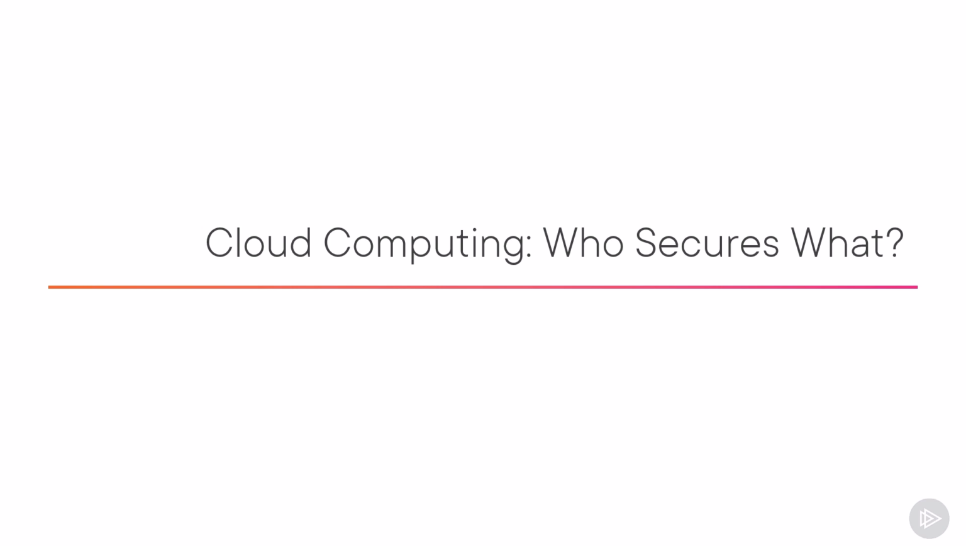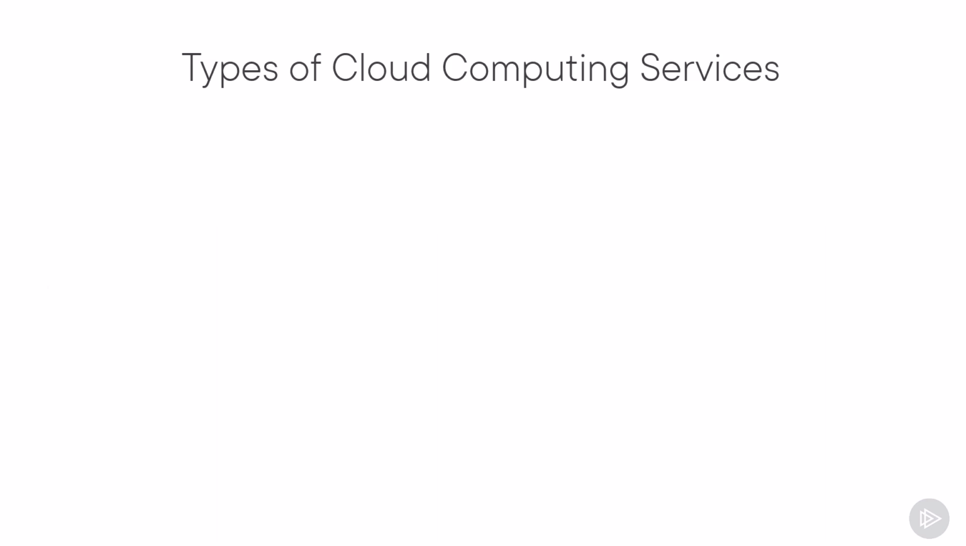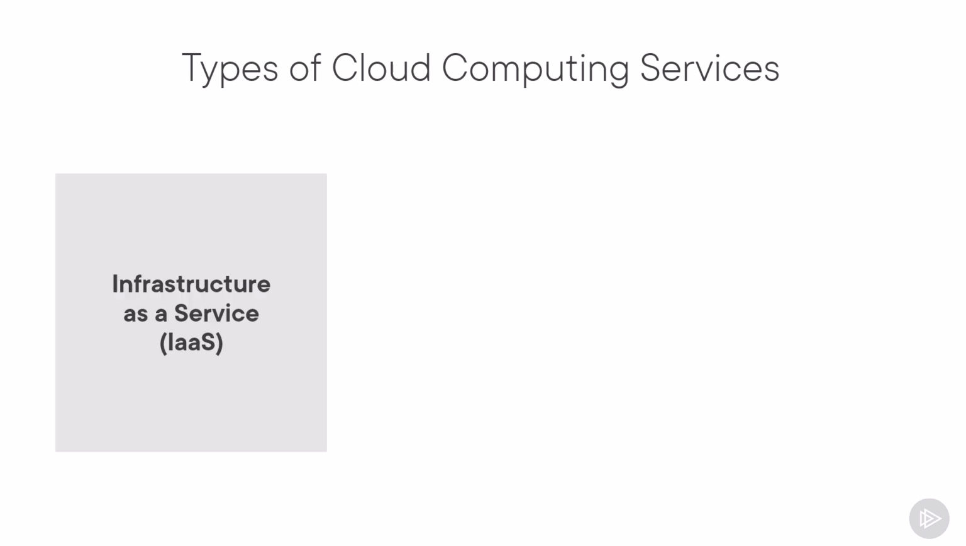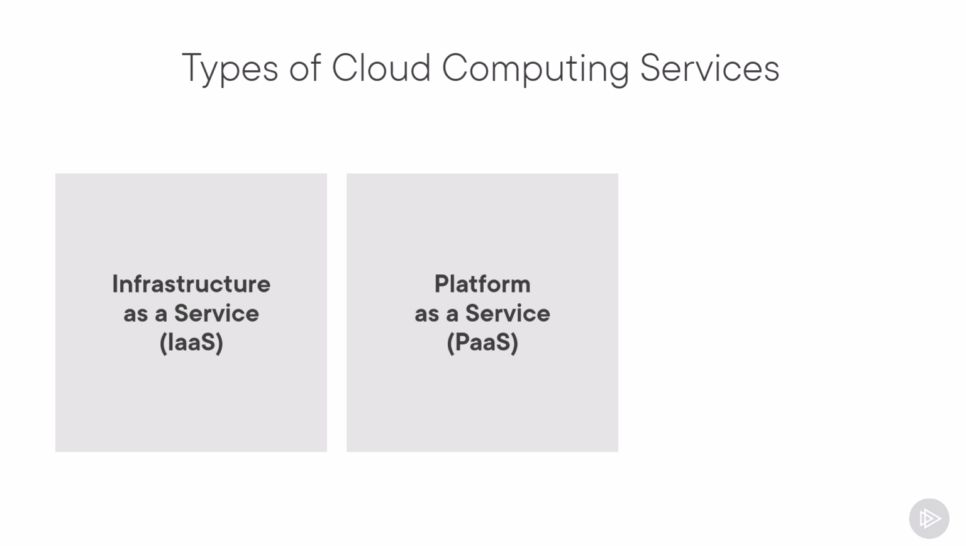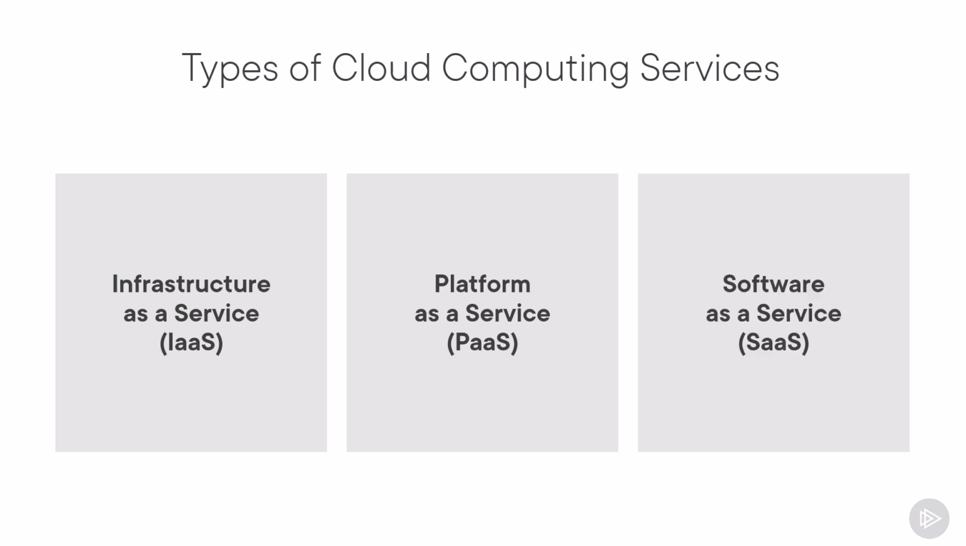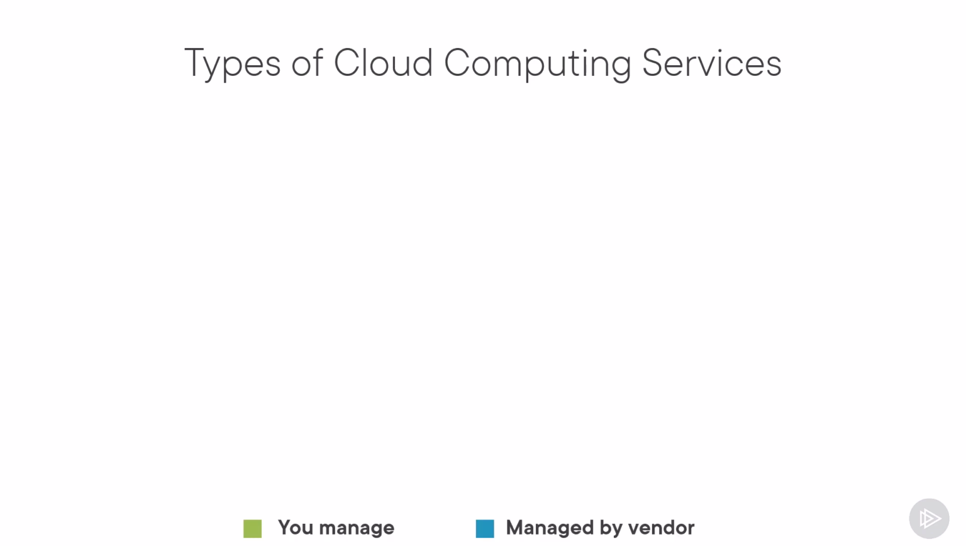Let's start by talking about the shared responsibility model, or who secures what in a cloud environment. If we take a step back and look at cloud computing in general, there are multiple types of computing services. The three main ones are infrastructure as a service, platform as a service, and software as a service. What really differs between those deployment models is how much you manage versus how much the cloud vendor manages.